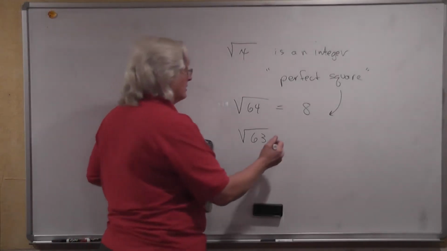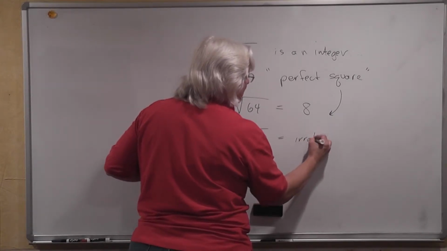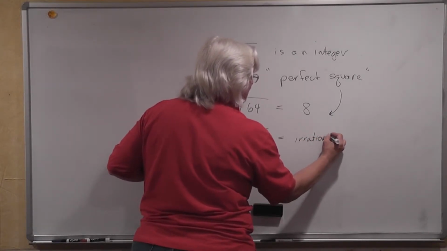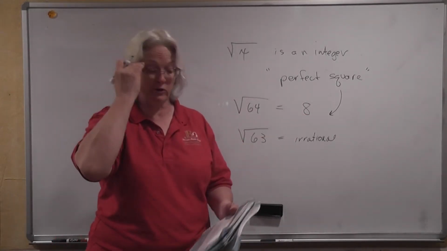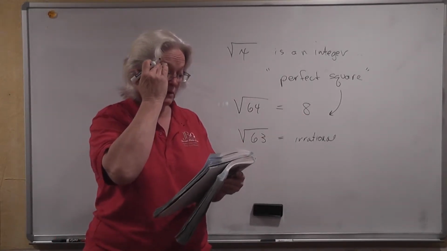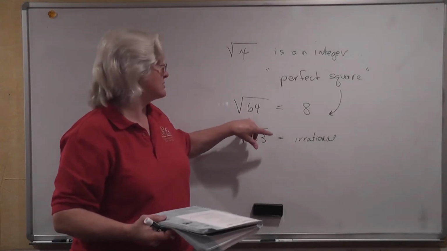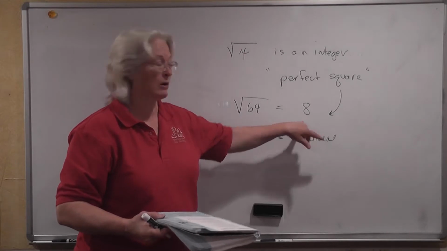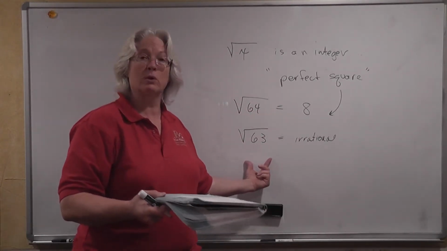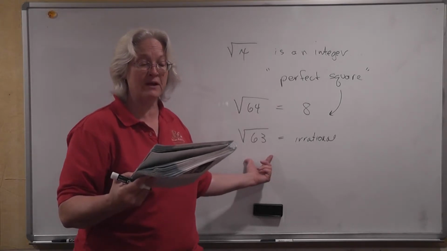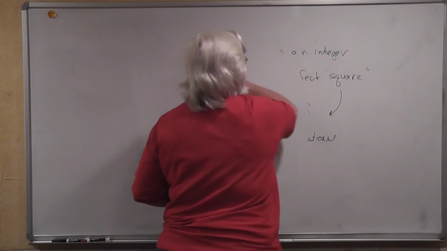More vocabulary. Do not get yourself all tied up in knots about this vocabulary. This is just an introduction to stuff that you're going to be covering next year. Okay. Now, this is a perfect square. This is a square root. It's a perfect square. You can come up with an idea of where this square root of 63 fits in between two numbers. Let me go ahead and erase this.